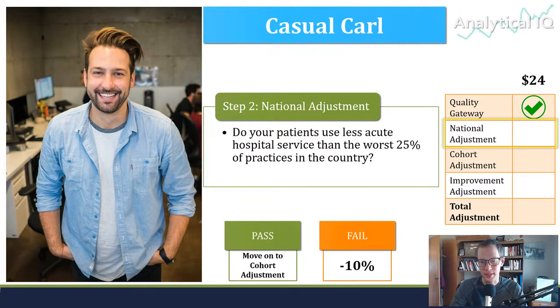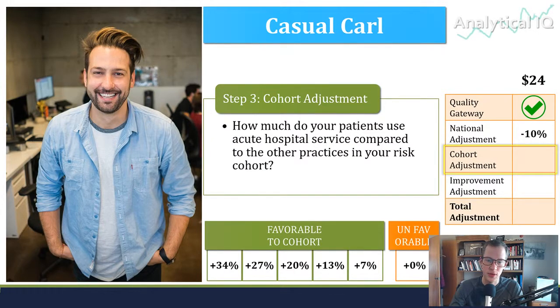Now, we've already discussed that Casual Carl's practice's patients use the hospital a lot. So he's going to fail the National Adjustment, and that's going to net him minus 10%. A minus 10% that's going to be tough to recover from. Because, well, if he was unfavorable to the nation, you can be pretty darn sure he's going to be unfavorable to his cohort as well. All right? So that's a big fat 0 right there.